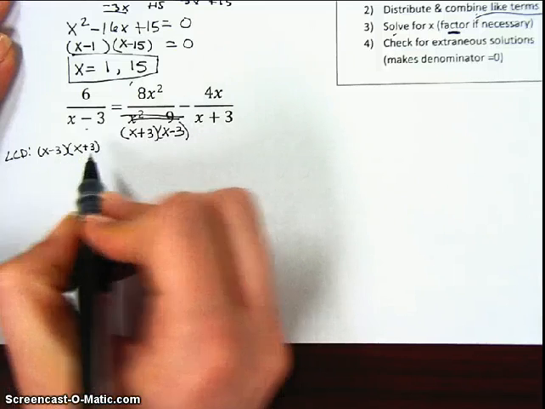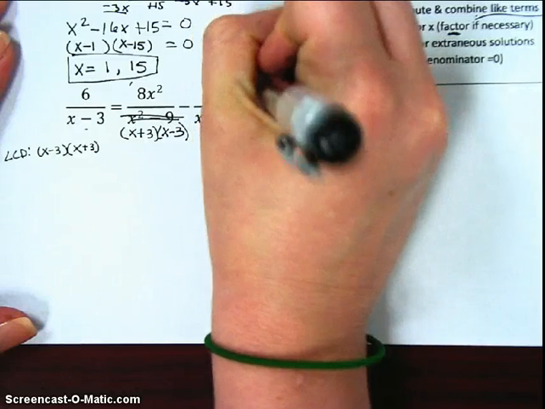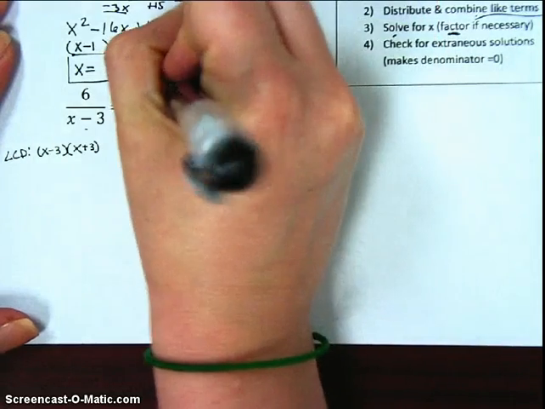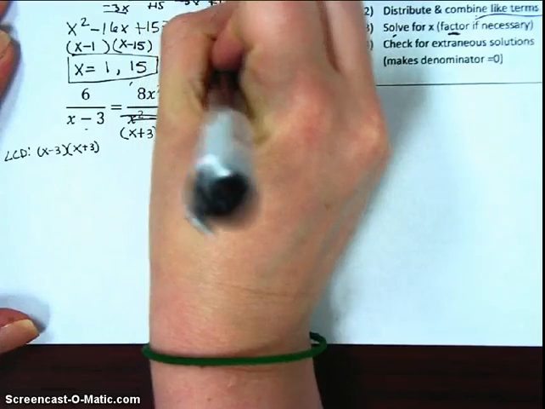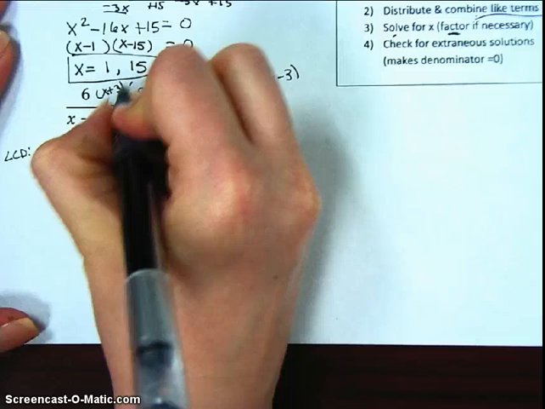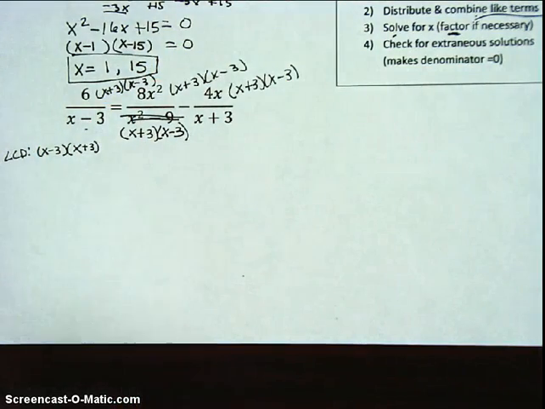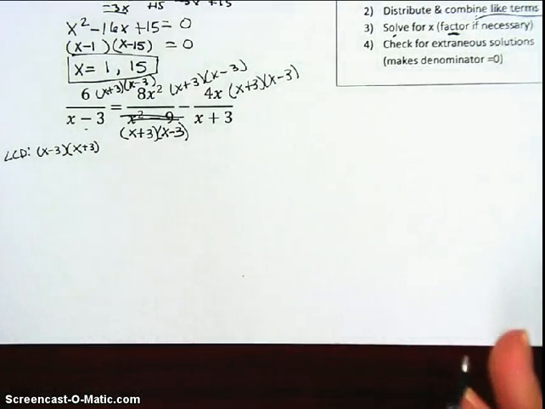So that means every single term, all the tops, we're going to multiply by x plus 3, x minus 3. x plus 3, x minus 3, and then x plus 3, x minus 3. Again, when you do these problems on your own notebook paper, leave yourself a lot of space. Write big. You want to clearly see what's happening.